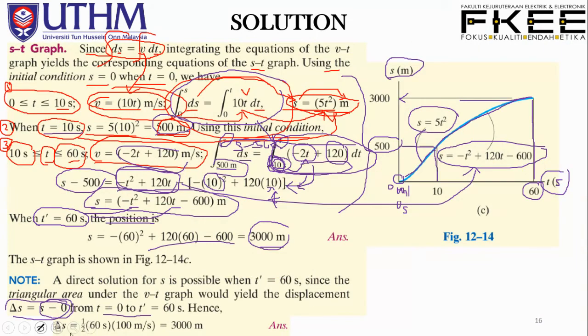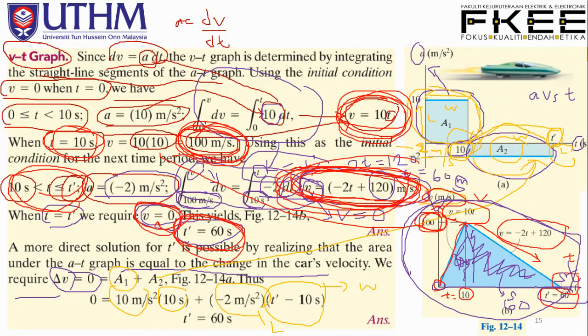So that gives s over here, s minus 0 is s, and this is equal to 1 over 2 times 60 seconds multiplied by 100 meter per second, which gives you 3000 meter. So this is the alternative solution you can find using the v-t graph.